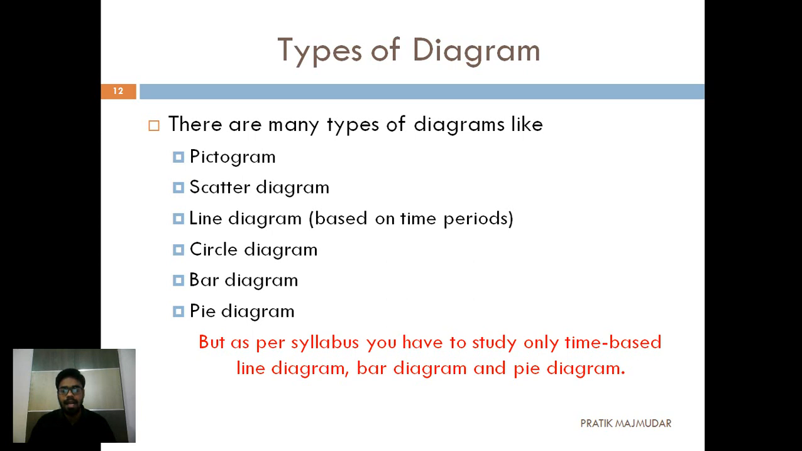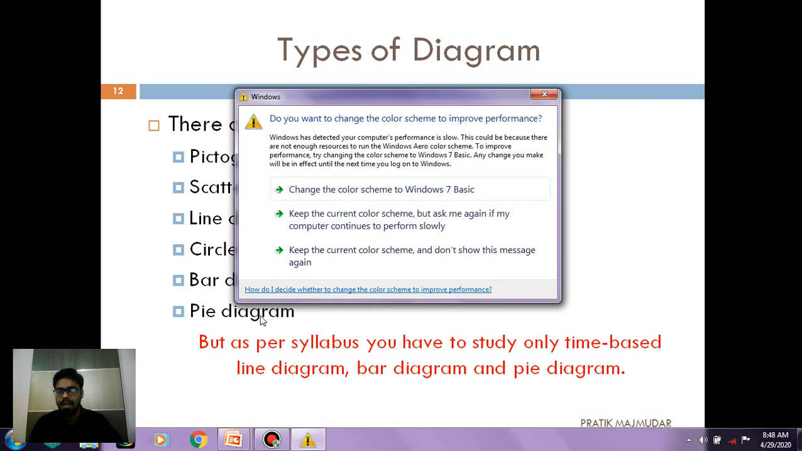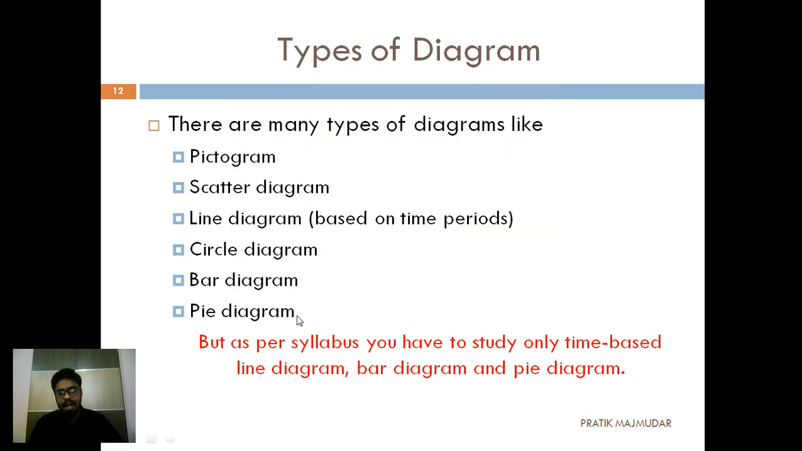Types of diagram. Now you have seen the definition, what is diagram. Now what are the different types of diagram? So there are basically 1, 2, 3, 4, 5 and 6 different types of diagram. Starting with the first one, that is pictogram, second scatter diagram, third that is line diagram, fourth that is circle diagram, fifth one that is bar diagram and sixth that is pie diagram.